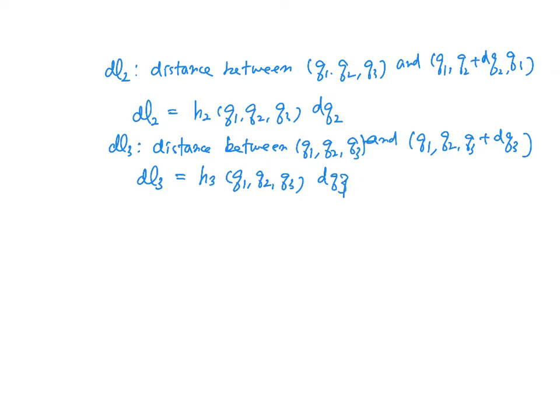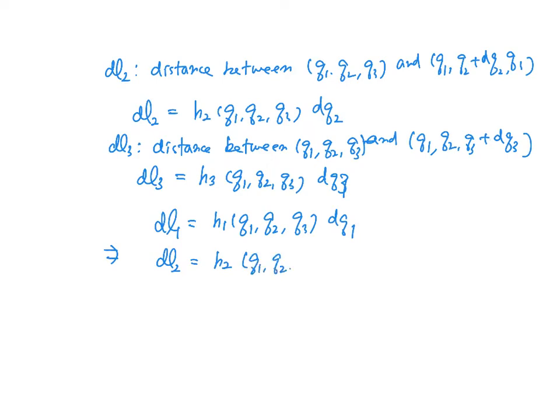So in principle, I'm assuming that the metric tensor is diagonal. So we summarize: dl1 equals h1(Q1, Q2, Q3) dq1, dl2 equals h2(Q1, Q2, Q3) dq2, dl3 equals h3(Q1, Q2, Q3) dq3.